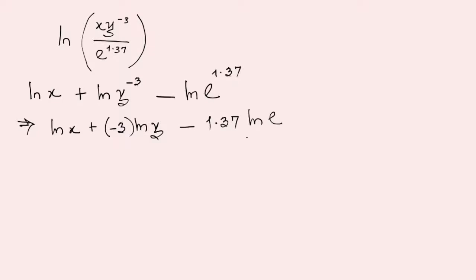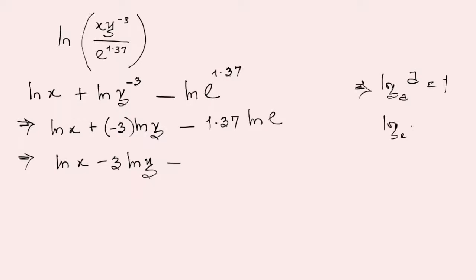Now this is going to be ln x plus times minus 3 is equal to minus 3 ln y. And we know that ln is equal to log to the base of e. And remember that we had said log to the base of a is equal to 1. So definitely log to the base of e is equal to 1. So this cancels out as 1. And then this is 1.37. And that is our final answer.